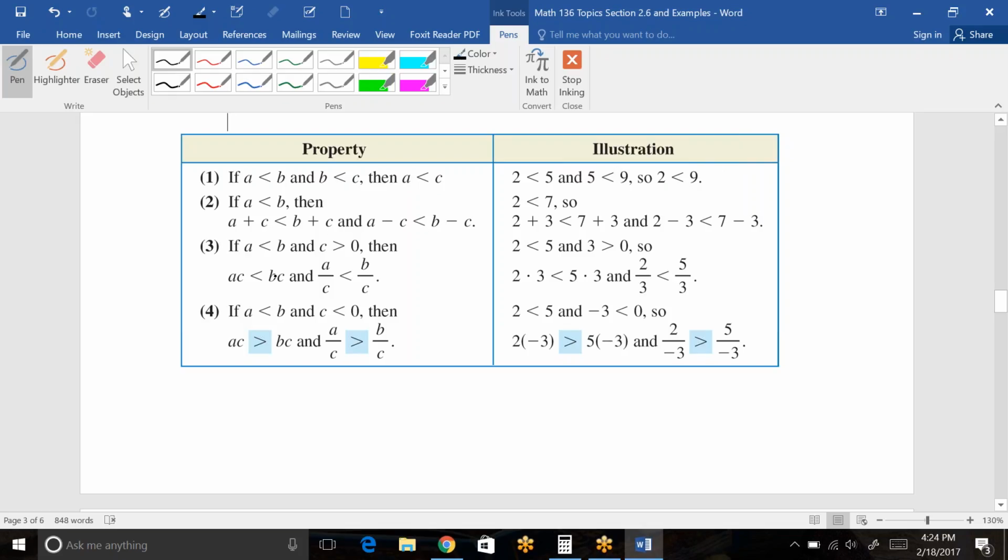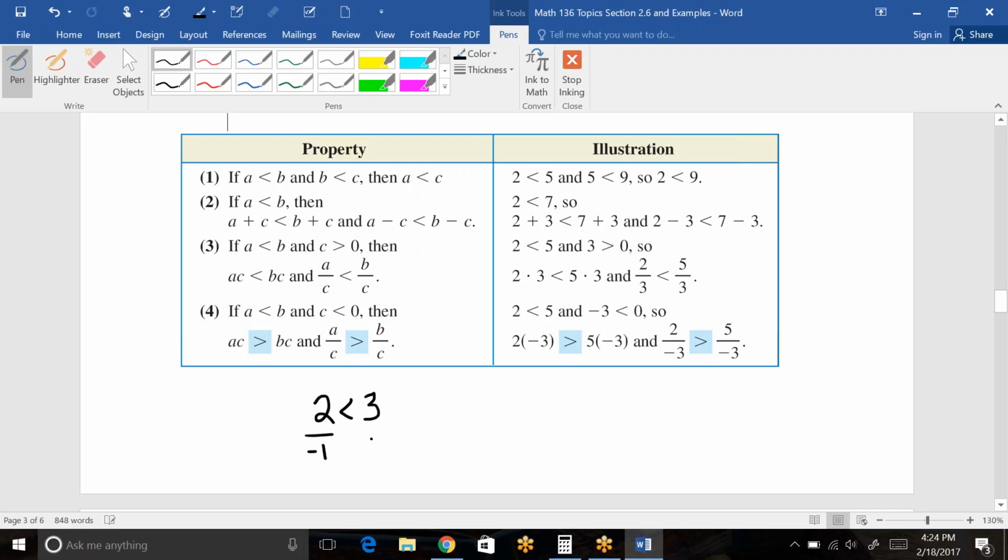We can multiply both sides by something and divide by something, but the only problem is if you multiply by something that is negative or divide by something that is negative, it flips the inequality. Let me show you why. So if I have 2 is less than 3, okay? Right now that's true. 2 is less than 3.